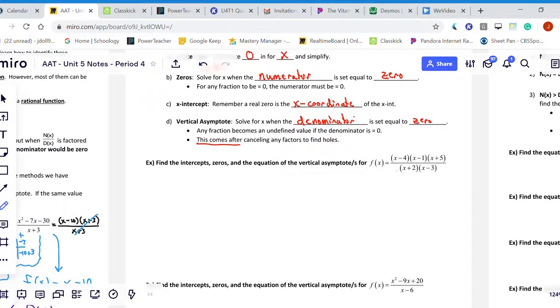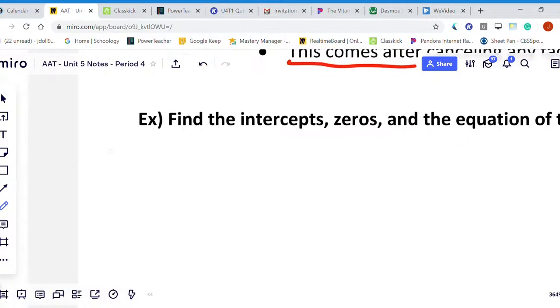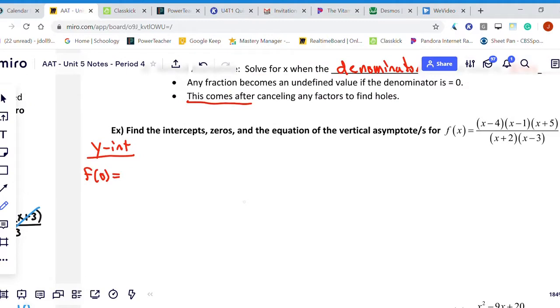I think you're going to find that these really aren't too bad. Find the intercepts, the zeros, and the vertical asymptotes from f of x. Notice this one is already fully factored for you, so that's kind of nice to start with. Let's go first with our y-intercept. To find the y-intercept, all we're going to do is plug in 0 wherever there is an x value.